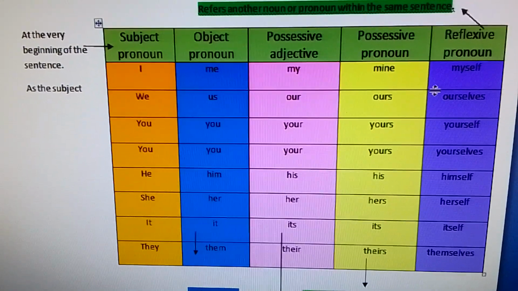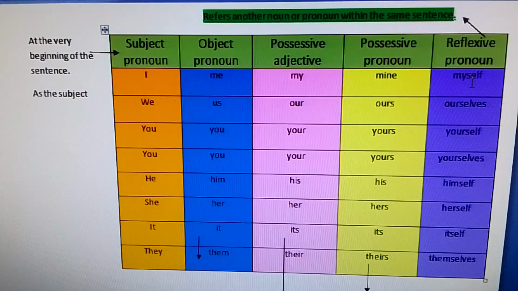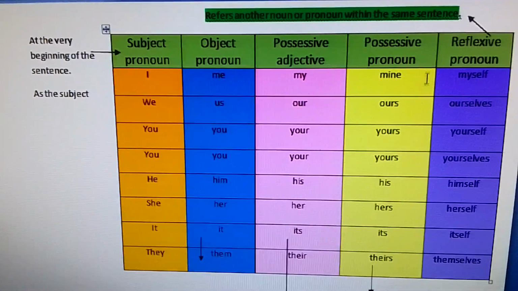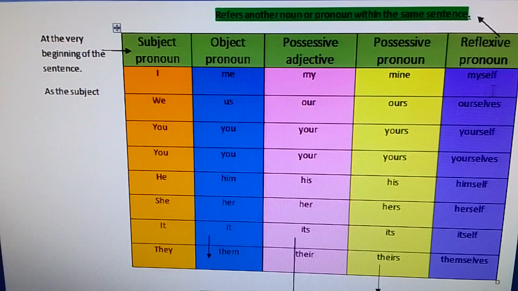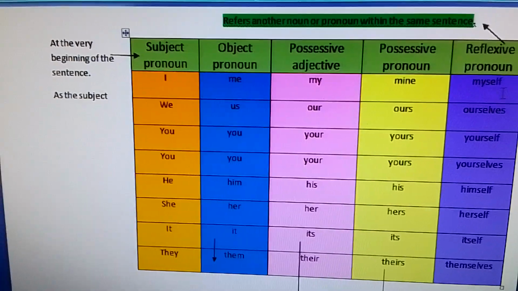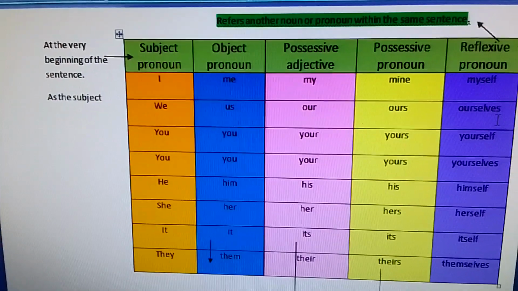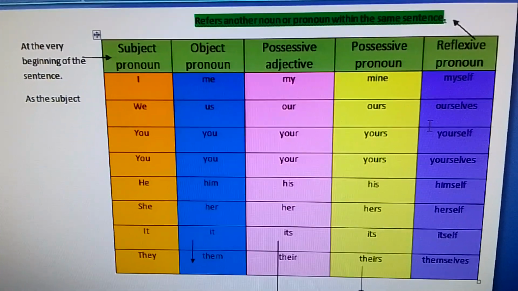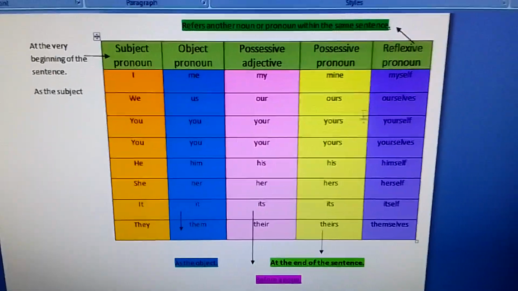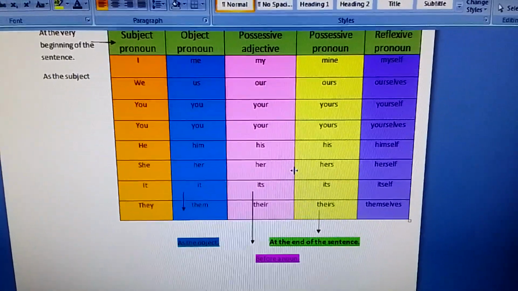I saw myself in the mirror. We repeat the pronoun I again using reflexive pronoun myself. I saw myself in the mirror, right? I hope you understand the lesson well.